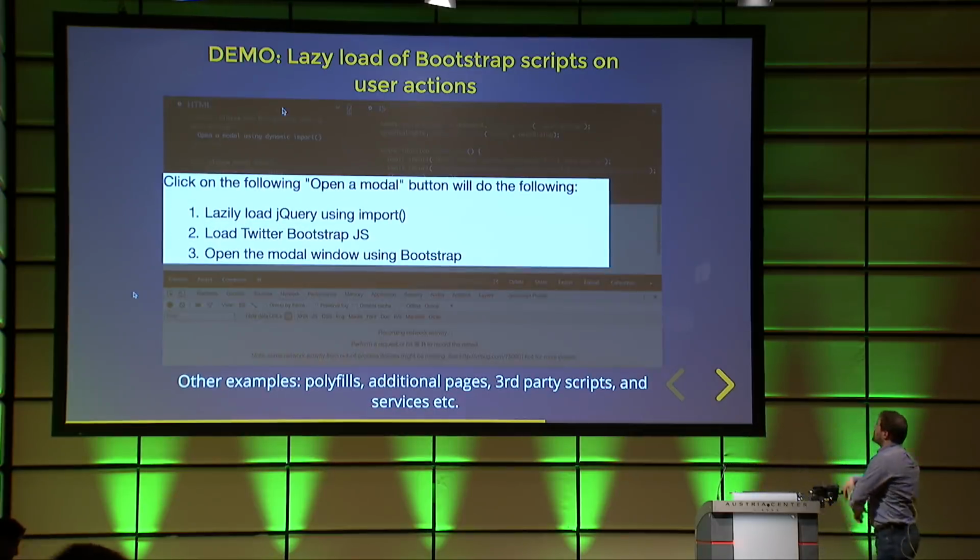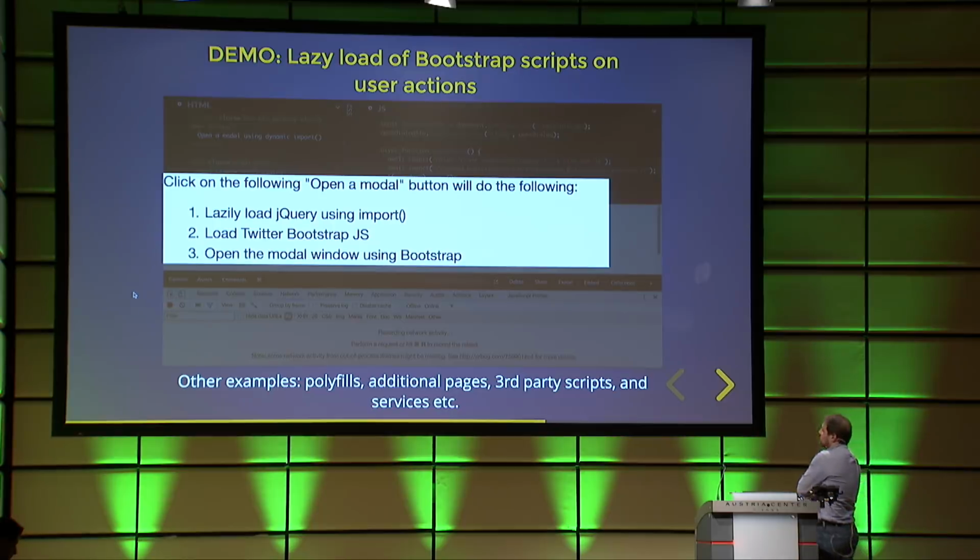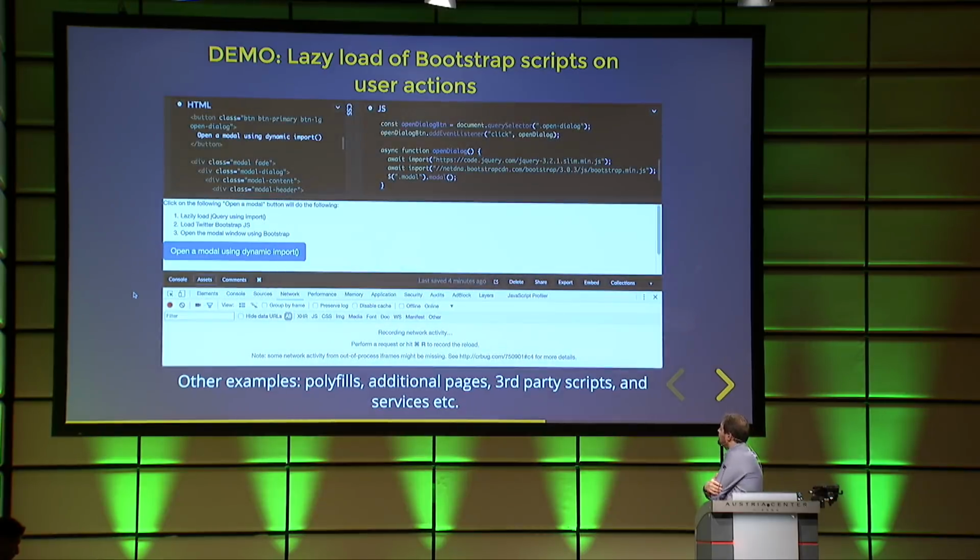I have a demo where I want to load some particular library dependencies on some user action: jQuery, and then Bootstrap, which depends on jQuery, and open the window using this library. So as soon as I click the button, a function will be executed, which is open dialog. In this open dialog, I will just load jQuery, then Bootstrap, and only after all this is available, all this going on in asynchronous mode, I will open the modal window.